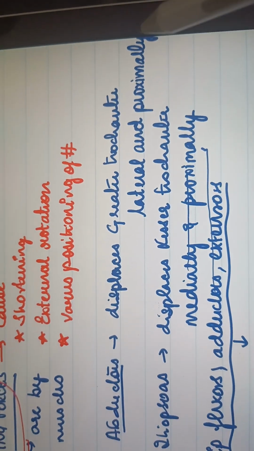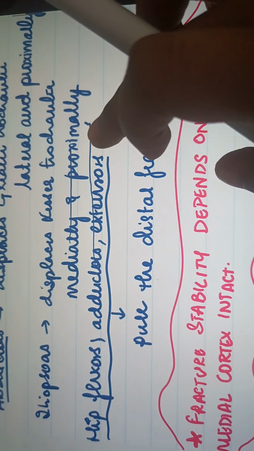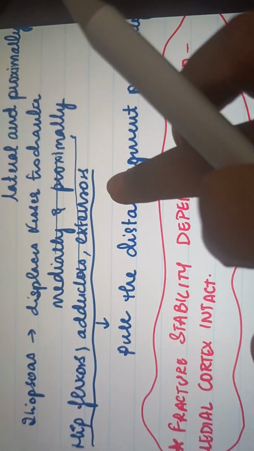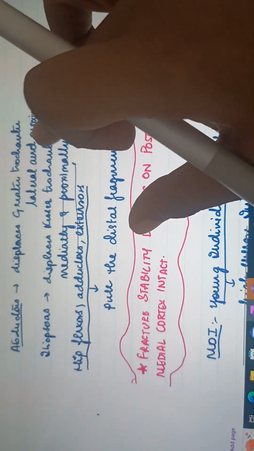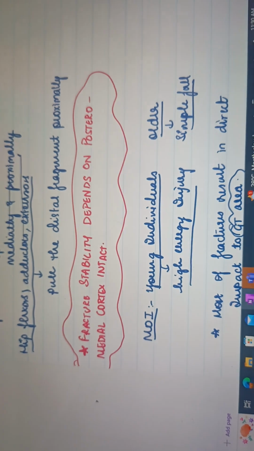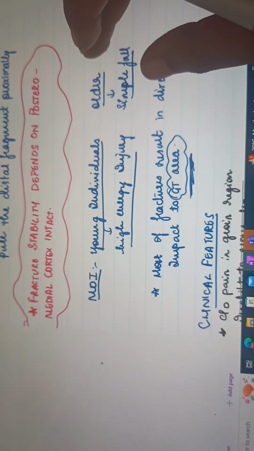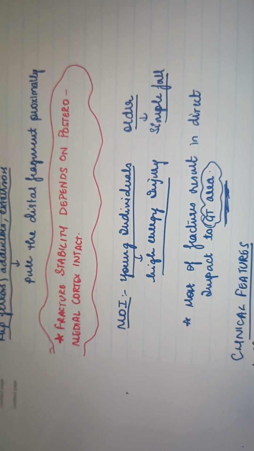So abductors displace the greater trochanter laterally and proximally. Iliopsoas displaces the lesser trochanter medially and proximally. Hip flexors, adductors and extensors pull the distal fragment proximally. So basically the stability in intertrochanteric fractures depends upon the medial cortex. If the posteromedial cortex is intact, then it indicates it's a stable fracture. If the posteromedial cortex is lost, it is an unstable fracture.